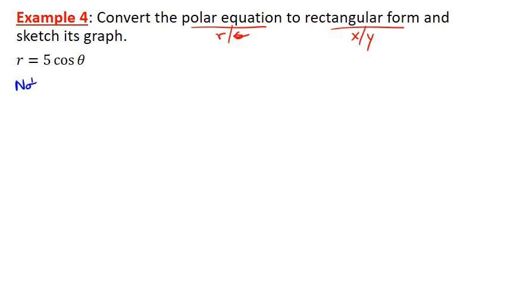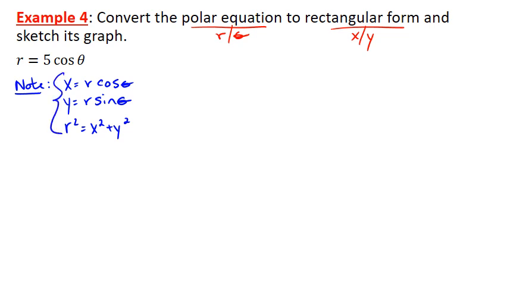So note, it's helpful to remember that x is equal to r cosine of theta, and y is equal to r sine of theta. This is often helpful as well. And then in cases like this, it is helpful to use r squared is equal to x squared plus y squared from one of the early slides. These three things are going to help us convert this polar equation into rectangular form.